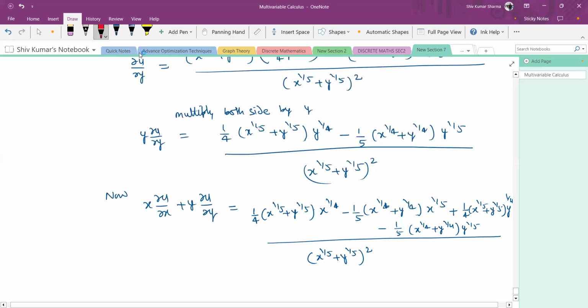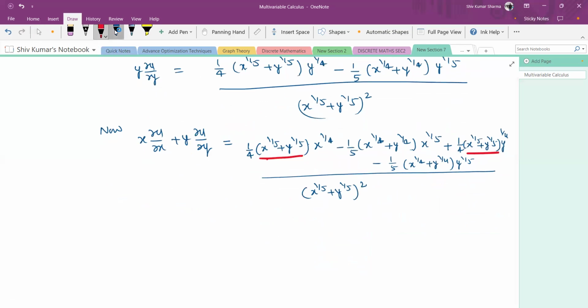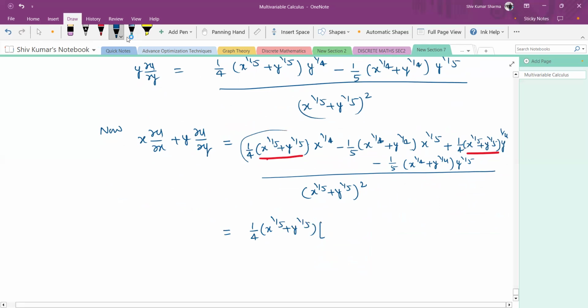Okay, so first we take these two terms, that means the coefficient of this term and the coefficient of this term. So we take common. Here we take (1/4)(x^(1/5) + y^(1/5)) as common. So the coefficient of this complete term is x^(1/4), or from this term the coefficient will be y^(1/5). Okay. So similarly, we do the same thing for the second and fourth terms.